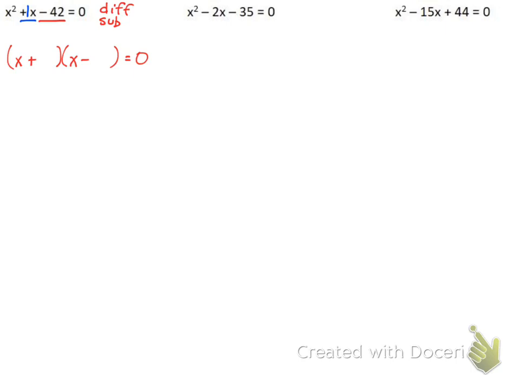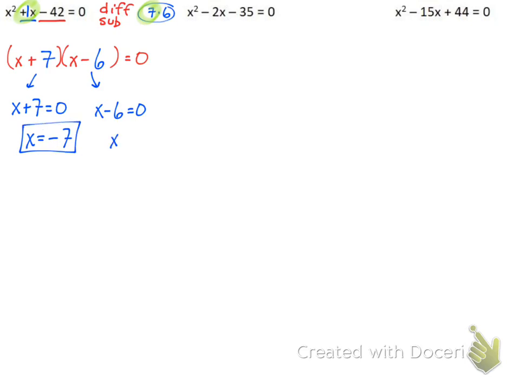And then the 2 numbers that multiply to get me 42 that have a difference of 1 is going to end up being 7 and 6. 7 and 6 multiply to get me 42. When I subtract them, I get a 1. And then again, my bigger number, which is 7, has to have the same sign as my B value. So I want it to be a positive 7 and a negative 6. So x plus 7 is equal to 0, and x minus 6 is equal to 0. So I get x is equal to negative 7, and x is equal to 6.